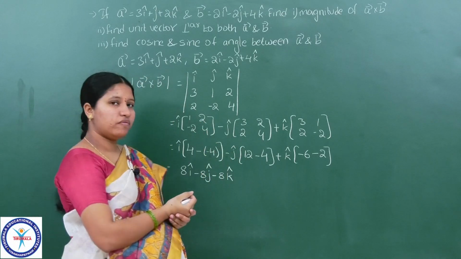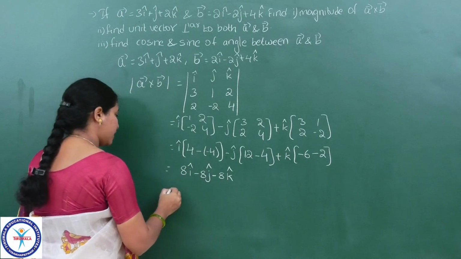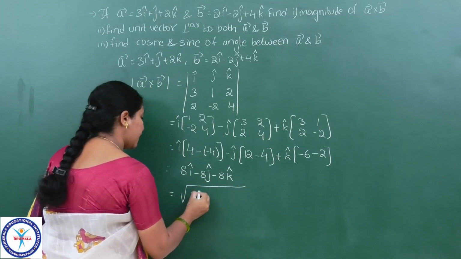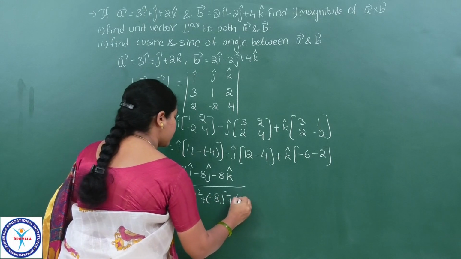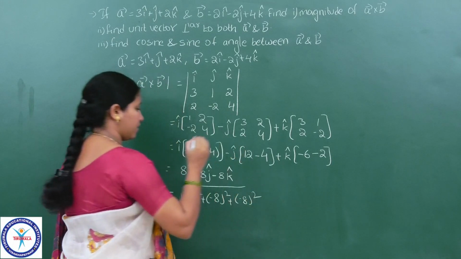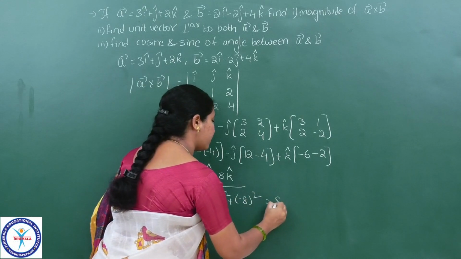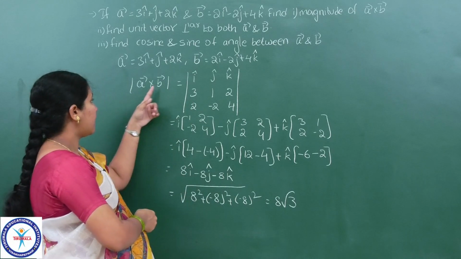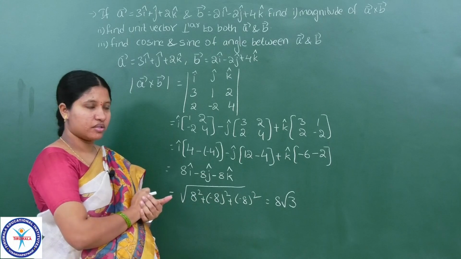So, we need to find the magnitude. So, the magnitude is equal to square root of 8 square plus minus 8 square plus minus 8 square. On solving these, we get the magnitude as 8 root 3. So, the magnitude of A bar cross B bar is given by 8 root 3 units.